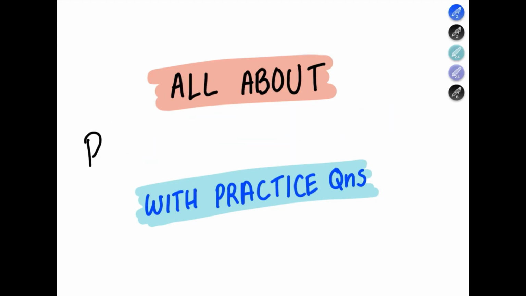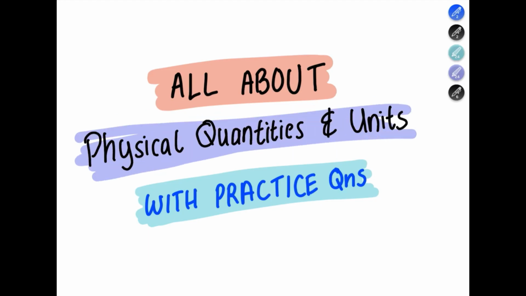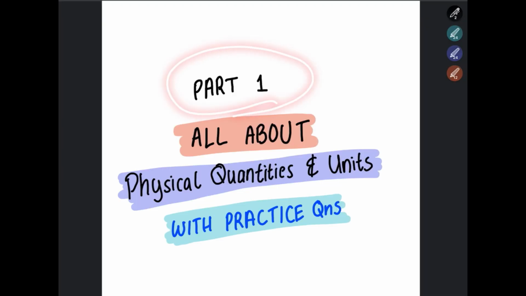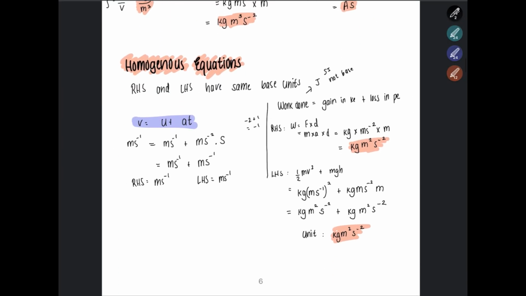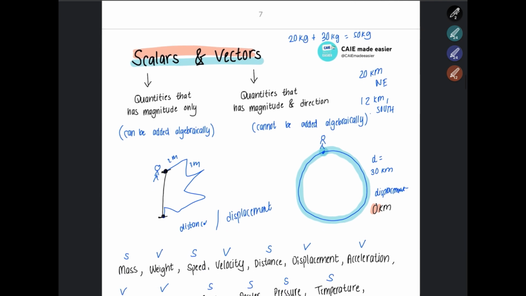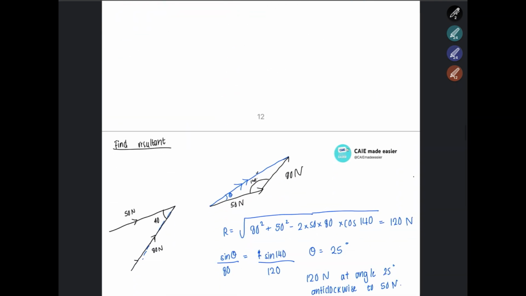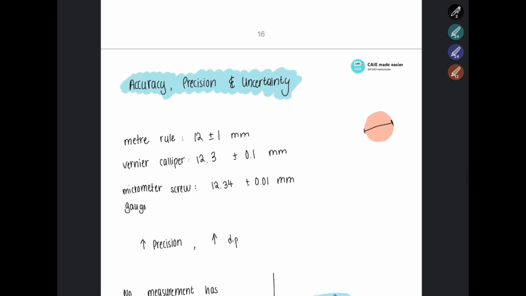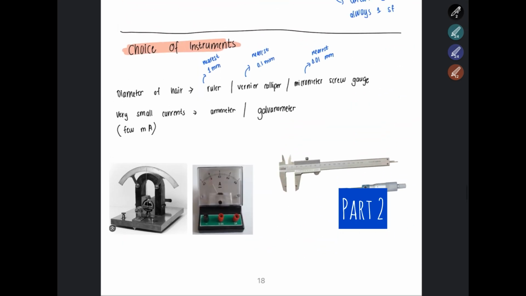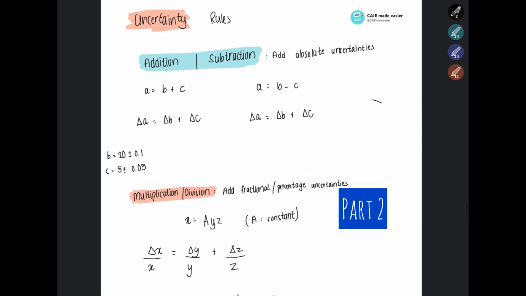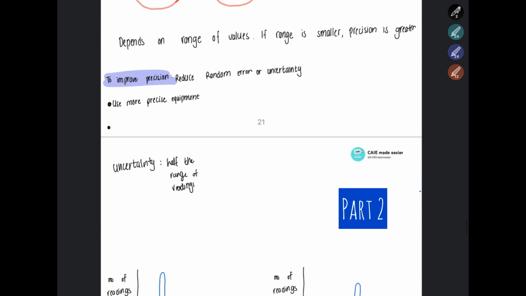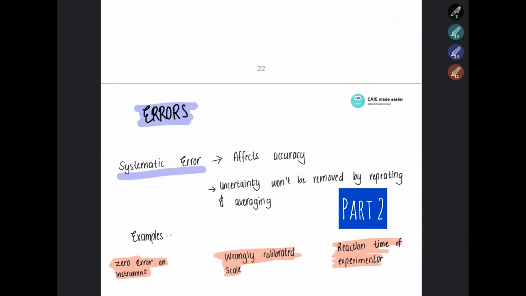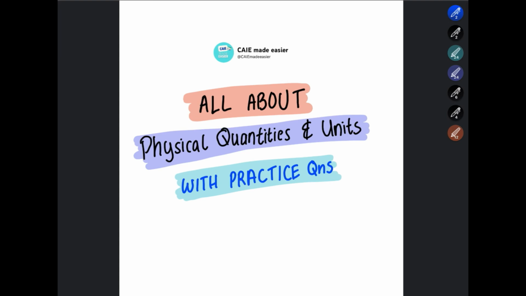In this video, we'll study physical quantities and units, but this is part 1 of that. In this part, we'll study important concepts such as homogeneous equations, what scalars and vectors are. We'll even consider the differences between vector triangles and closed triangles, plus a lot more. In part 2 of this video, we'll study all about accuracy, precision, and uncertainty. We'll also discuss errors, and of course, we'll have a lot of examples covering that.